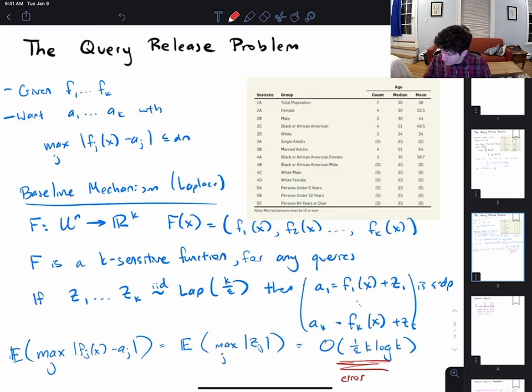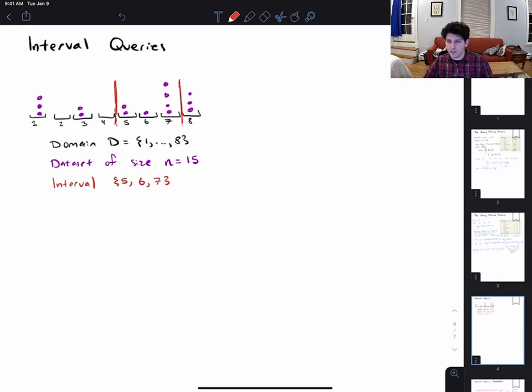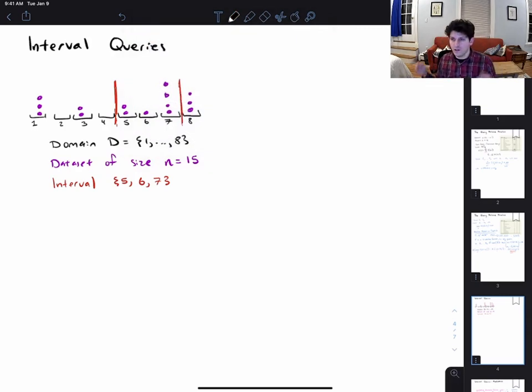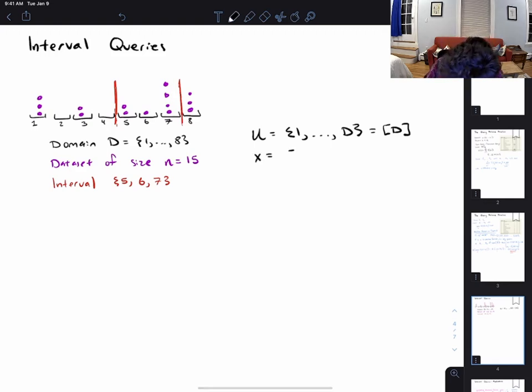So let's get to it. The example is what I'm calling interval queries. Here, the domain of the data is just some set of integers, up to some number d. So the universe is going to be the integers 1 through d, and I'm sometimes going to denote this as d in square brackets. It's just a little easier than writing 1 through d. And the data set is x, where everybody gets a number up through d, and there are n of them.